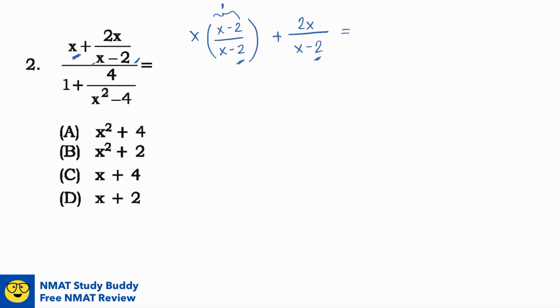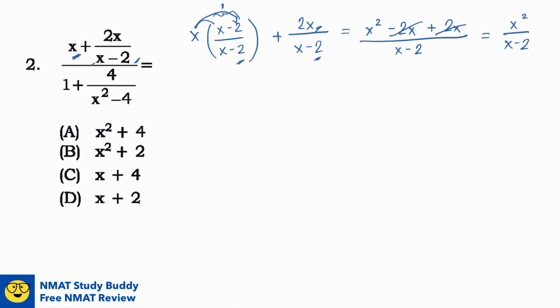So, x times x is equal to x squared, x times negative 2 is negative 2x, plus yung 2x dito, so 2x all over x minus 2. Kopyahin lang yung denominator. So, mapapansin natin dito na makakancel yung negative 2x plus 2x kasi 0 na yung sagot dyan. Sa numerator, meron tayong x squared over x minus 2.